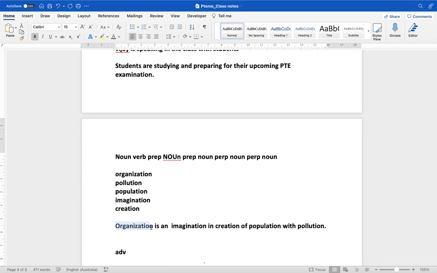So what I'm doing here: this is my noun, this is my noun, and I'm just adding a preposition to make my sentence extend longer. So you don't need to use verbs all the time. Whatever you have to do is take all the nouns and add a preposition between each noun. Imagination in creation of pollution with population, by wealth. You can use any preposition.